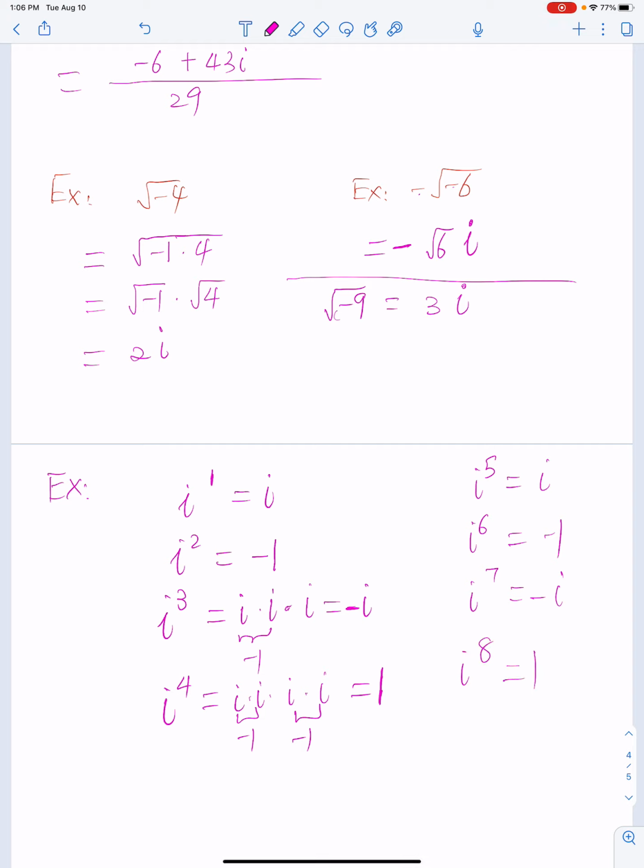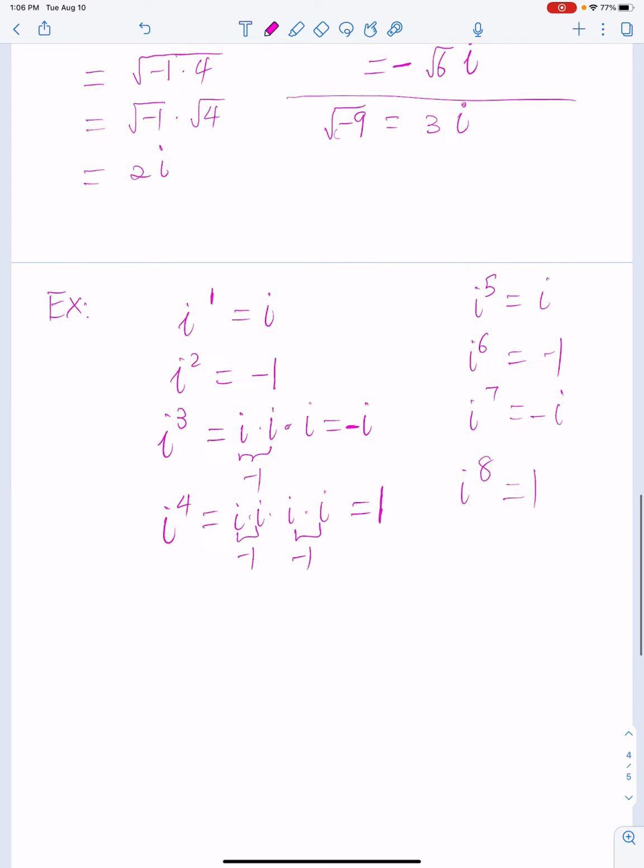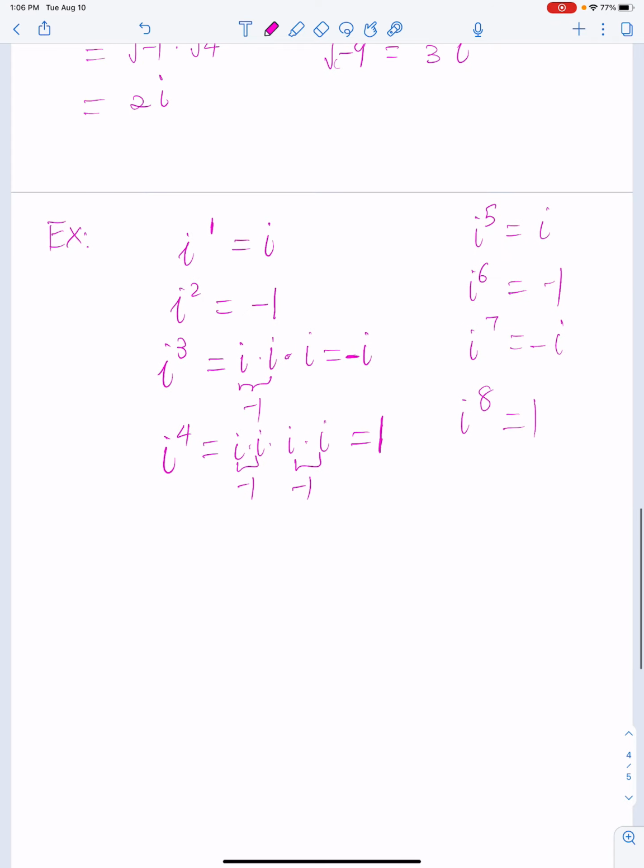So this is like a cycle. Are you with me? Every 4 powers of i, it goes back to 1. Similarly, if I give you i to the 33, what will it be? How many 4s do you have in 33? 4 times 8 is what? 32, plus 1, yeah?